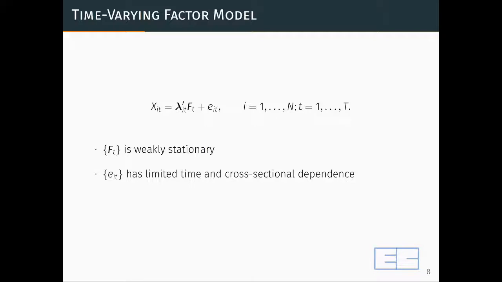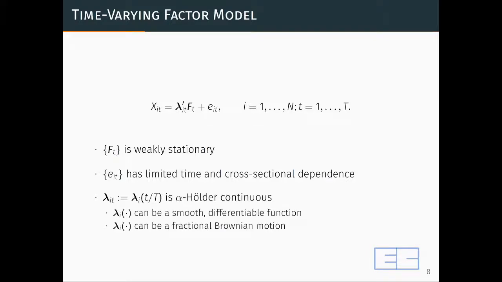So this is the time-varying factor model. I will assume that the latent factors are weakly stationary and the idiosyncratic errors are only weakly autocorrelated. The most important part of this model is the varying loadings. I will assume them to be some Hölder continuous functions of time. So this has already included a very large set of functions. For example, all smooth functions are Hölder continuous with exponent 1, and all fractional Brownian motions with Hurst coefficient h are also Hölder continuous with alpha smaller than h.